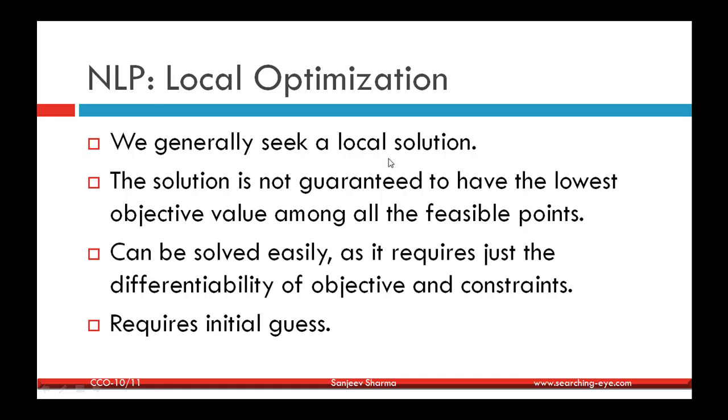A local optimization problem can be solved very easily, as it requires just the differentiability of the objective and constraint functions. It also requires an initial guess, that is, the initial starting point is crucial in a local optimization problem.